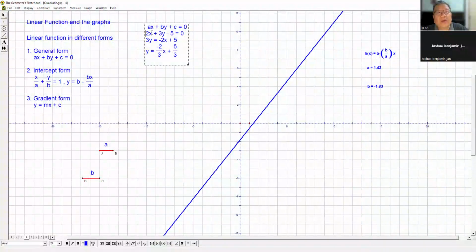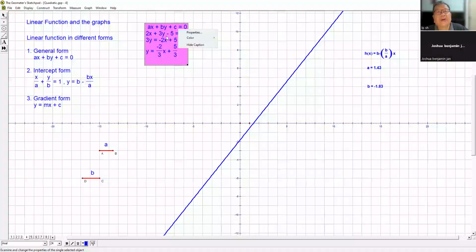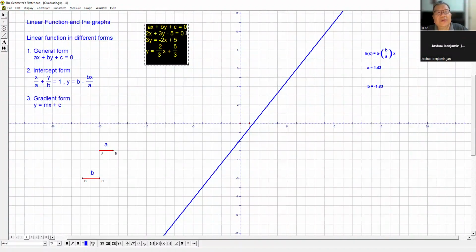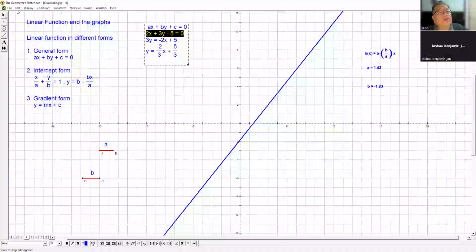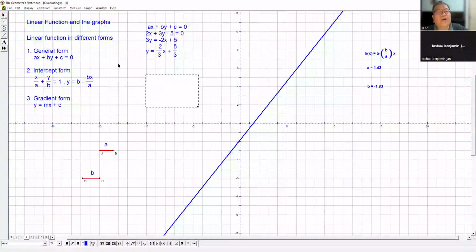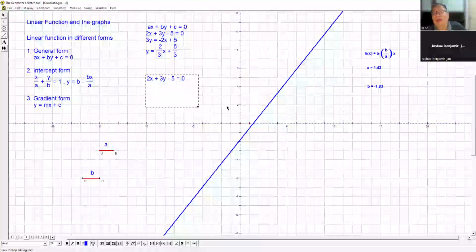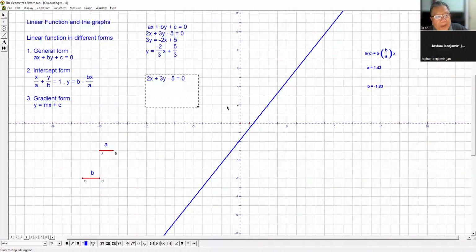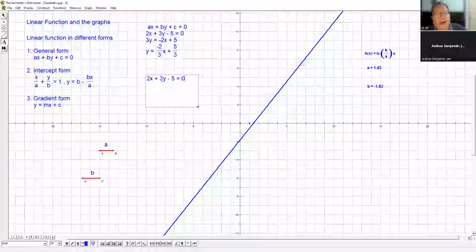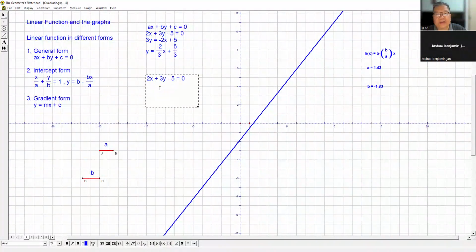For that matter, we can also change this equation from general form to the intercept form. To change it to the intercept form, you leave the x and y on the left-hand side, then the number you move to the right-hand side.